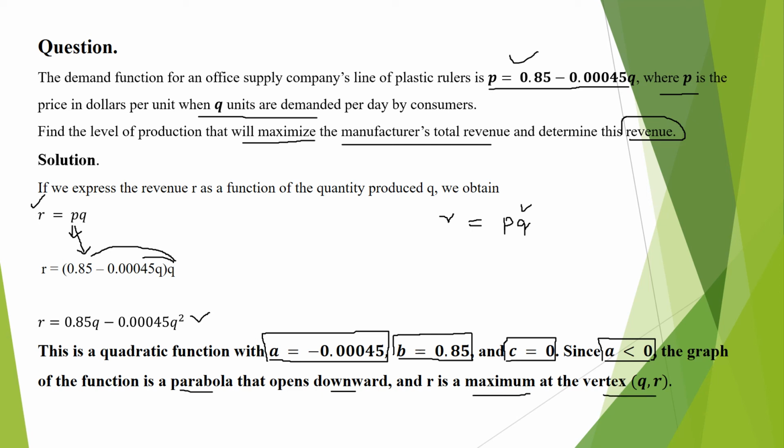Okay, dear student, so how do we get the vertex? Here we need to solve this question. First of all, we need to find the vertex Q. This is the formula: Q is equal to minus B by A. Putting in the values of B and A, we will get Q is equal to 944 units. Okay, it will be solved.